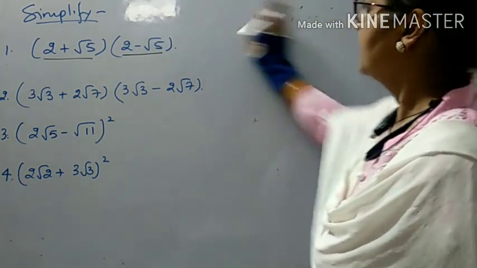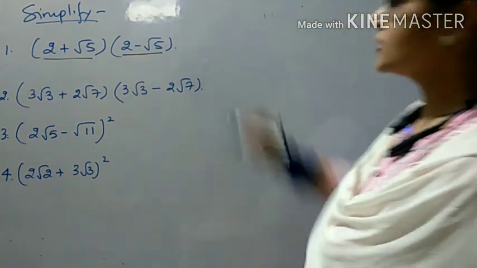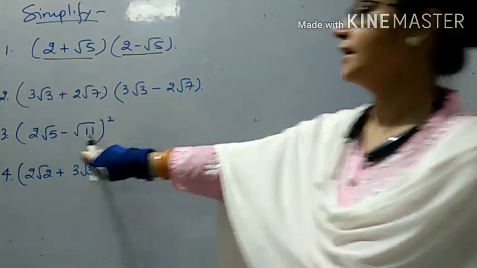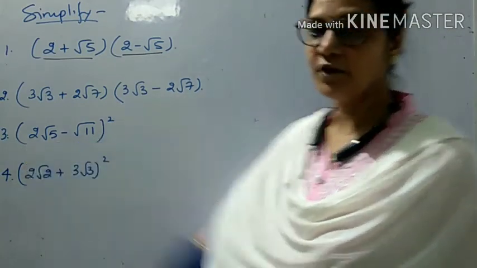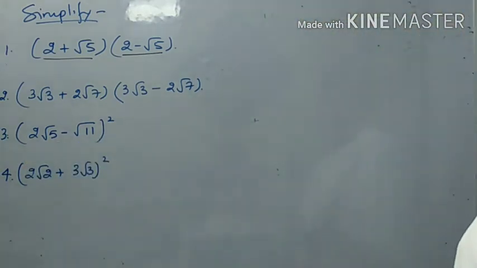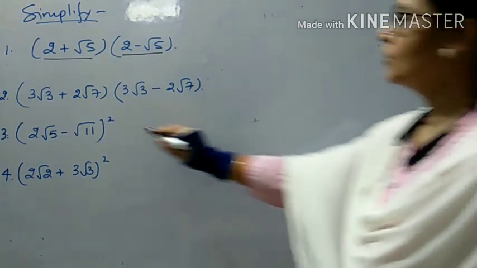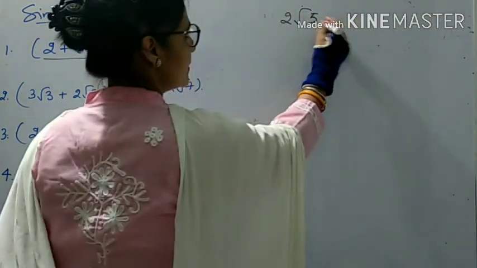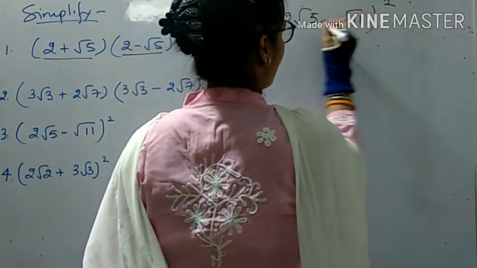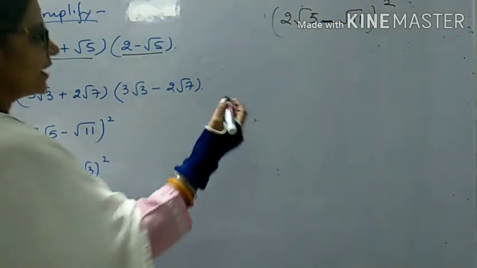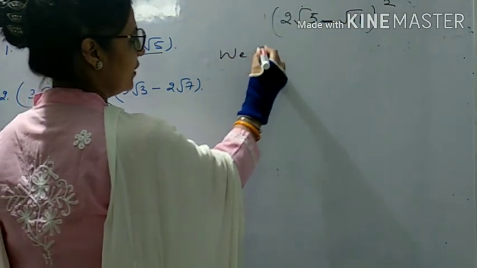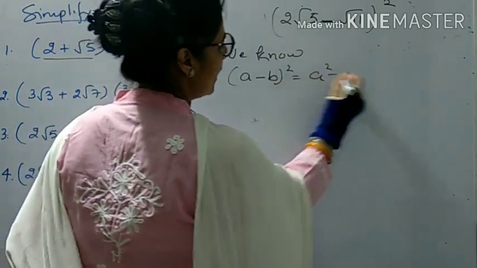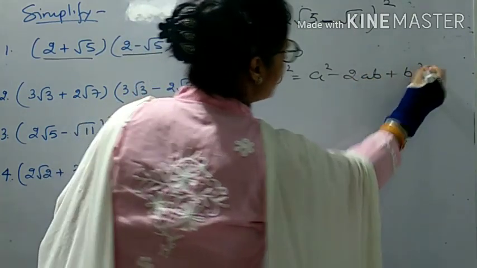Now, in the same way you can solve this, a plus b, a minus b. Now let us see how to solve this. Here which identity can be used? Which algebraic identity? A minus b whole square. So for this problem, 2 root 5 minus root 11 whole square. So we will use which identity? What we know? We know that a minus b whole square equals a square minus 2ab plus b square.